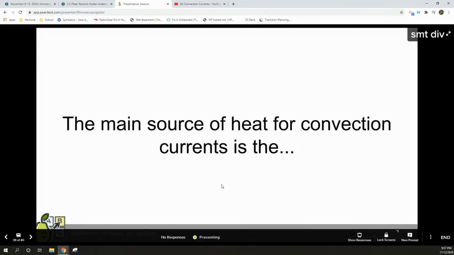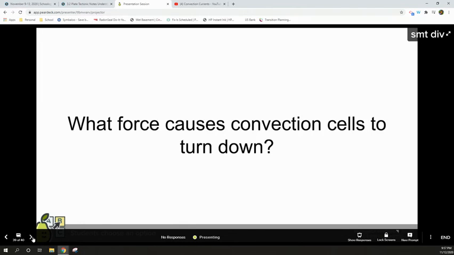The main source of heat for convection currents is the what? Well, the main source of heat actually comes from the core. Convection currents are found in the mantle, so its main source of heat is the core. And what is the force that causes convection cells to turn down? Well, there's only one force we talk about when it comes to the Earth, and that force is gravity. It's what pulls everything down to the center.